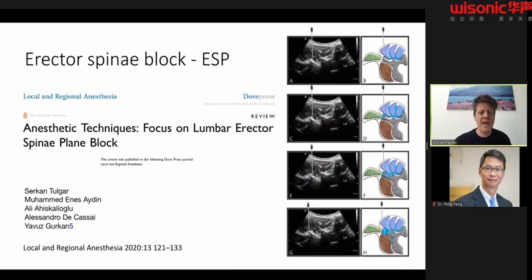And I had a nice talk with Serkan Tulgar. For those who know, he's doing a lot of research on the ESP block, and he also said, and it was also in this article, that volume and the exact location of the needle are very important. That's also what Philip said, that you have to get your needle in the right spot, because if you don't have it in the right spot, even for the PENG block, you can have a motor block or some other complications.